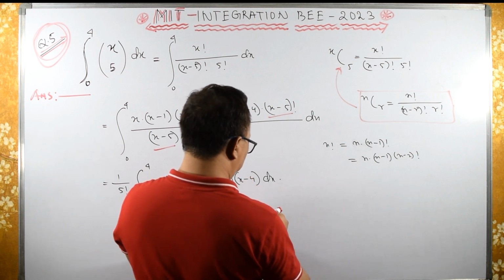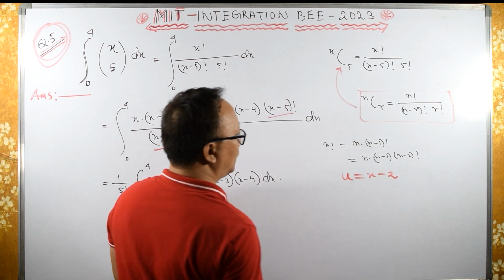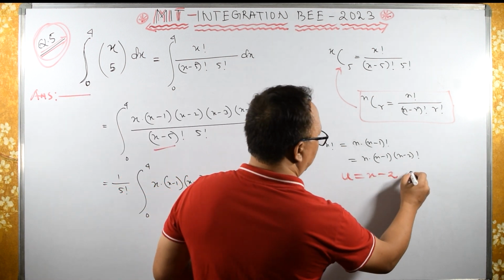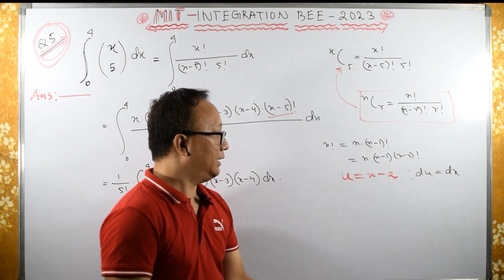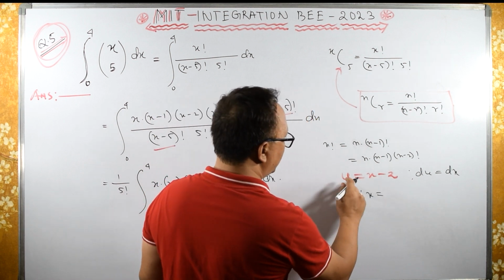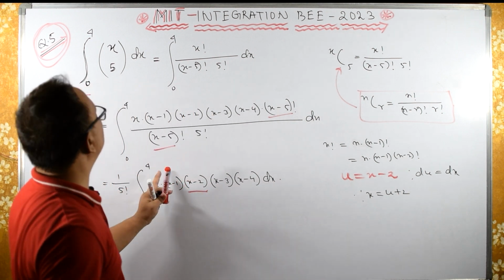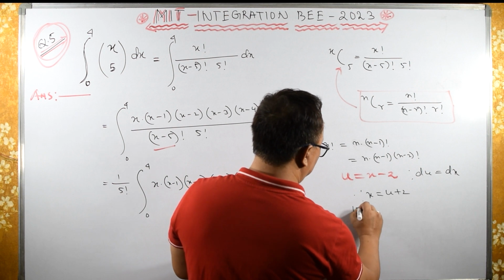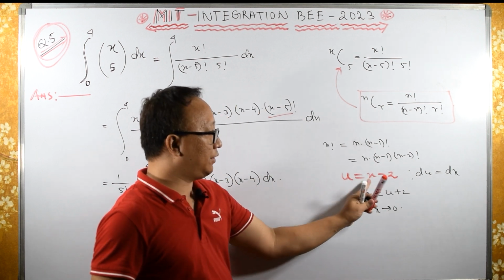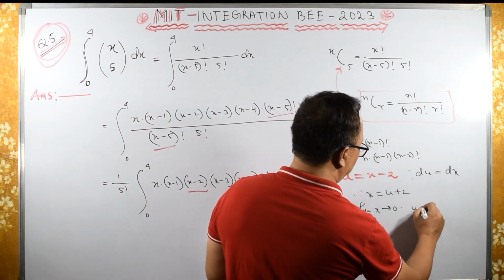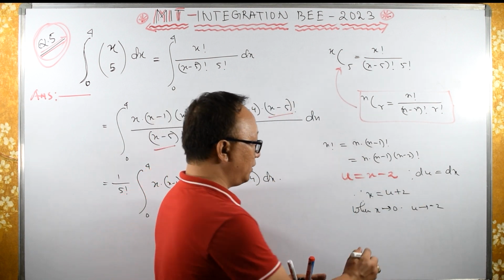Now if I substitute u equals x minus 2, then my du is the same as dx. Therefore, from here, x is u plus 2. So instead of x, I can write u plus 2. What about limits? Limits we need to change. When x tends to 0, u tends to minus 2, because when x equals 0, u becomes minus 2.